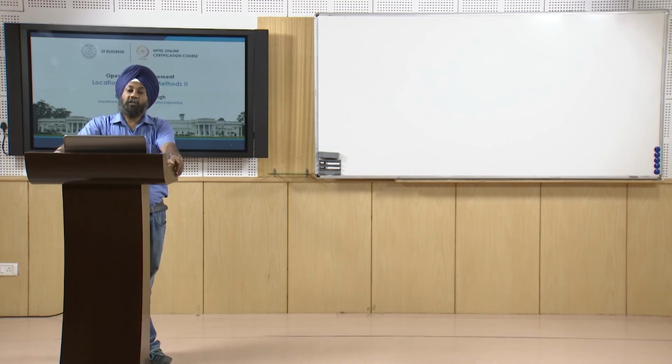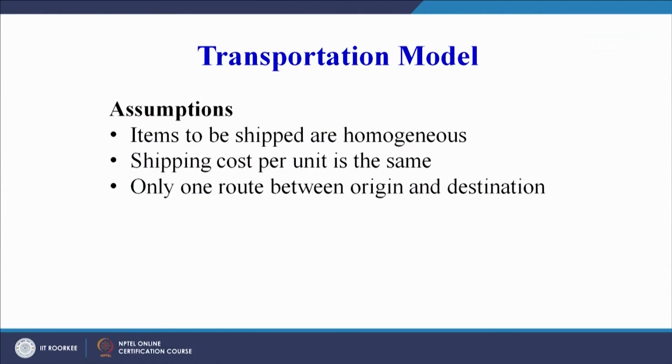So, as I have already told, the transportation model is based on certain assumptions. One of the assumptions I have already highlighted, that the shipping cost per unit is the same, which we have to ensure. Secondly, the items to be shipped are homogeneous, similar type of items, and only one route is available between the origin and the destination. So, we cannot have multiple routes between one origin and one destination. Now, this is a generic transportation model that we are trying to understand today.